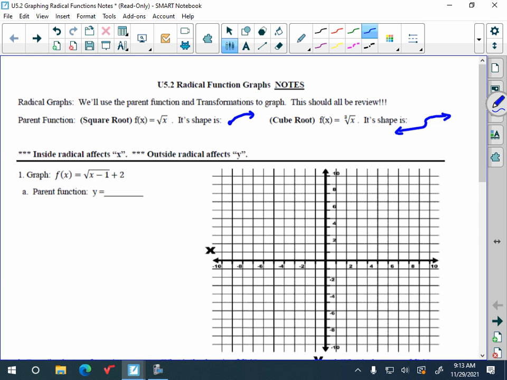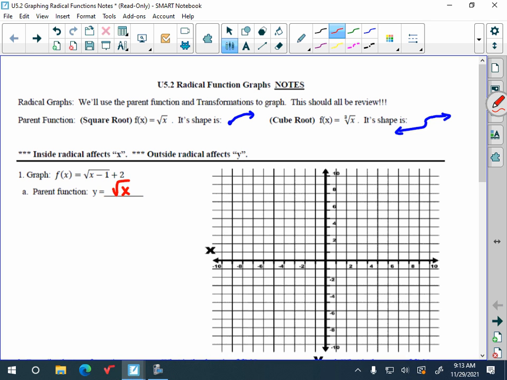All right, so on the transformation stuff, everything on the inside of the radical, underneath the radical, affects the x values. It does the opposite of what it shows. You've got to remember opposite of everything inside. And then everything on the outside affects the y values. It does exactly what it shows. All right, so let's go ahead and graph this first one. The parent function is just the square root function. So y equals the square root of x is our parent function.